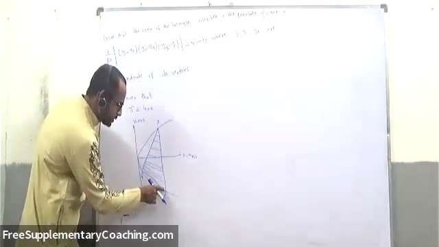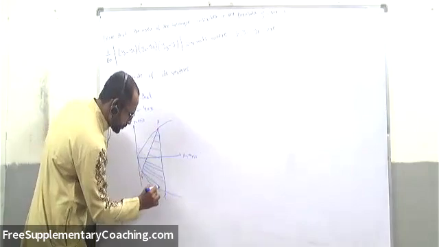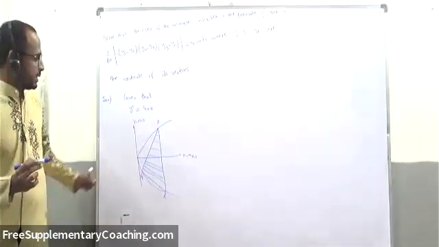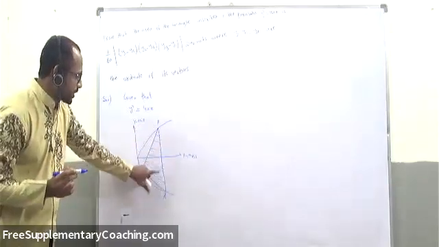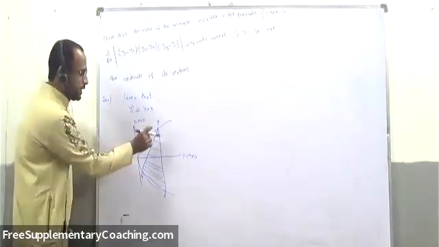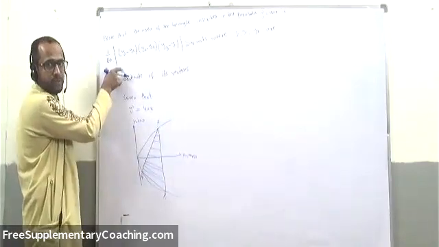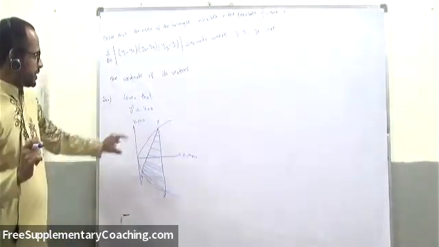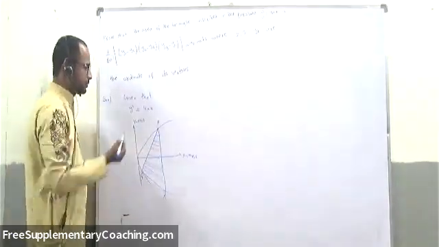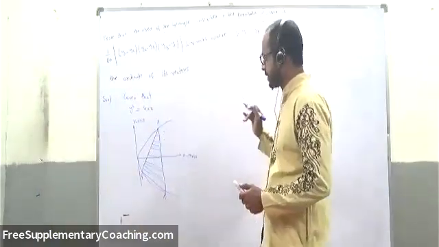Let me draw this more accurately. We need to find the area of the triangle that is inscribed in a parabola. We have to show that the area of the triangle PQR is this. That is our question. So I have drawn the diagram. Now we will solve the problematic part. Diagrammatic part is over.